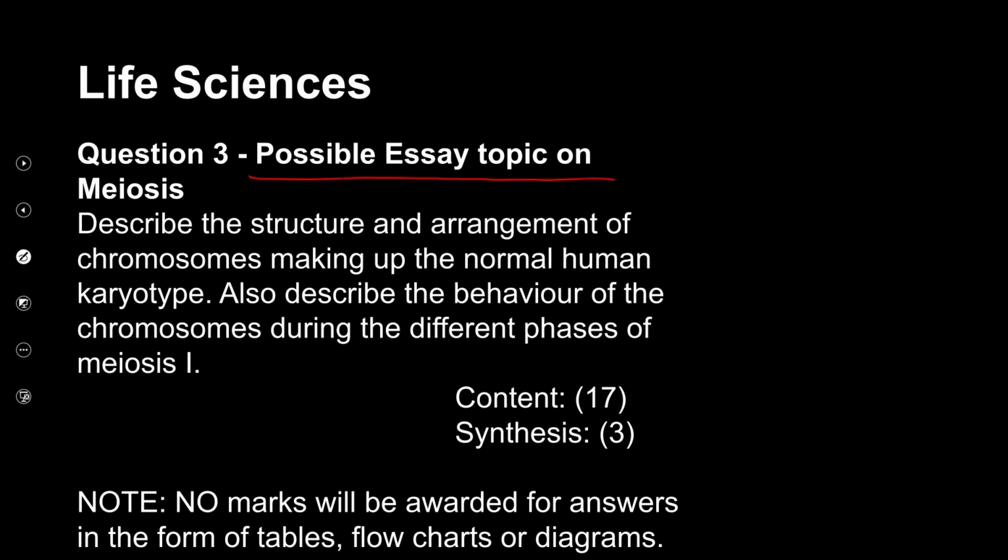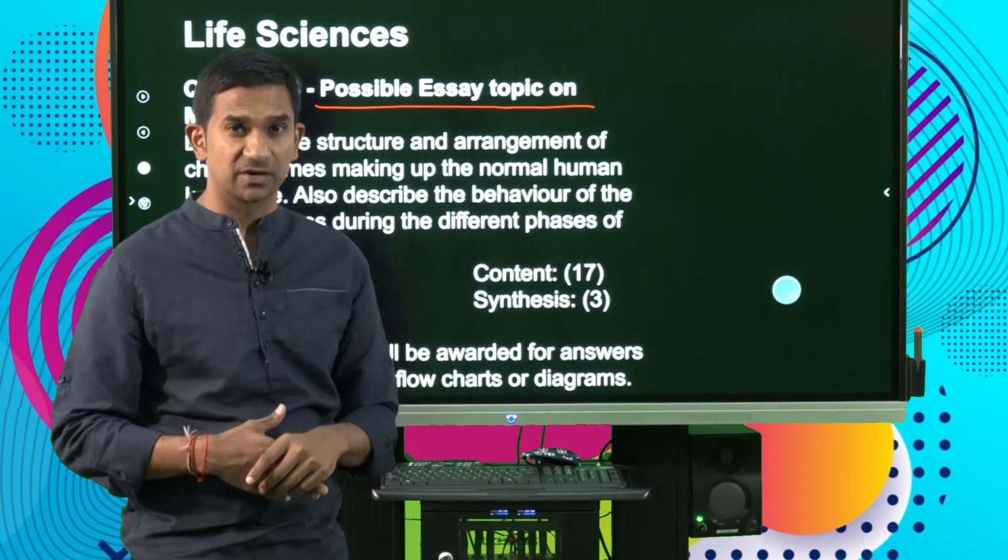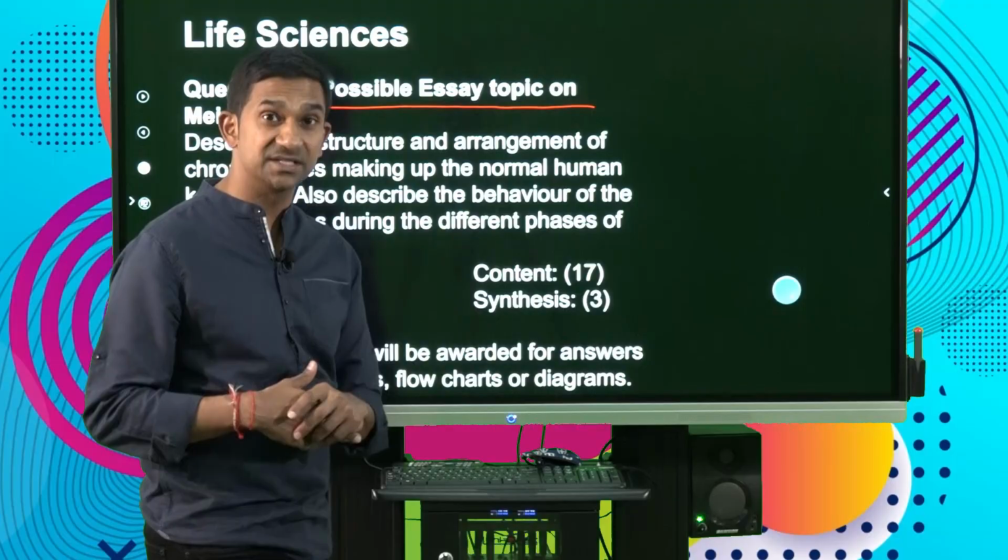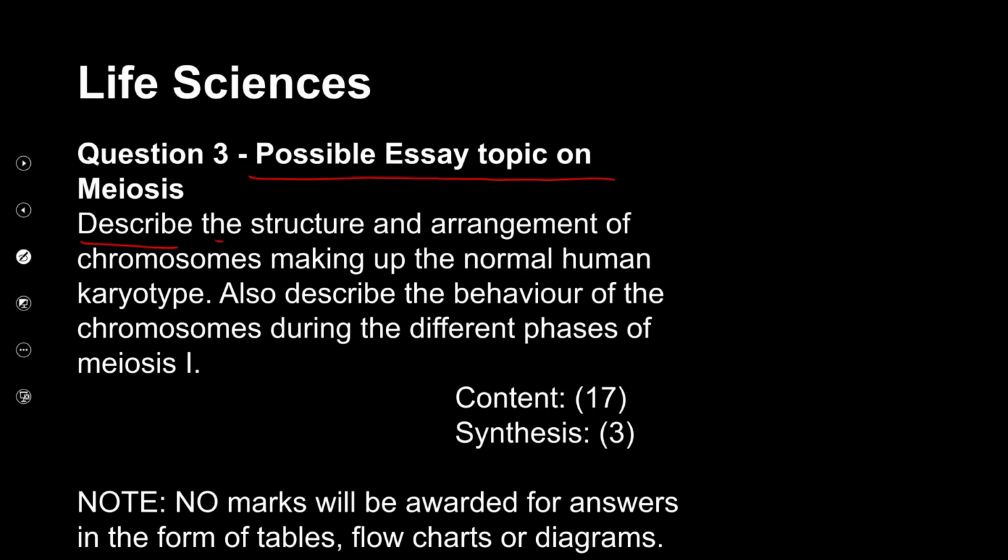Right, so let's move on to a possible essay question on meiosis. It's important that we recognize again that essays can be set on a question in meiosis where we'd have to discuss various different processes or even when meiosis goes wrong. So let's look at one topic and let's see how to answer that question. Describe the structure and arrangement of chromosomes making up a normal human karyotype. So guys, a normal human karyotype is essentially an individual that is not affected by any genetic disorder. Also describe the behavior of the chromosomes during the different phases of meiosis 1.